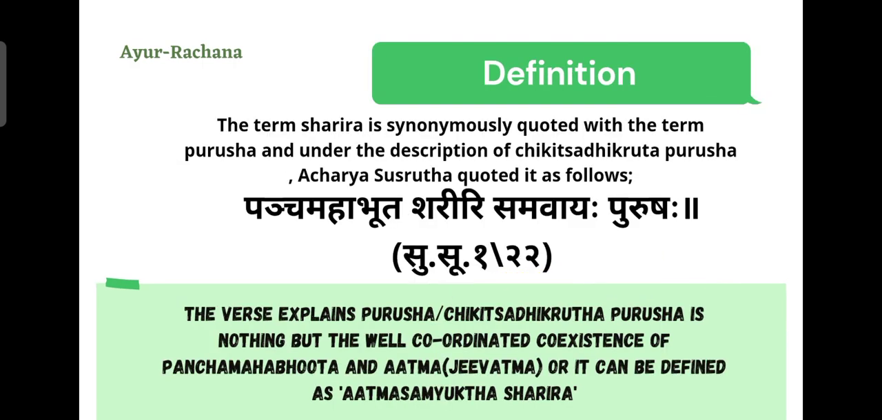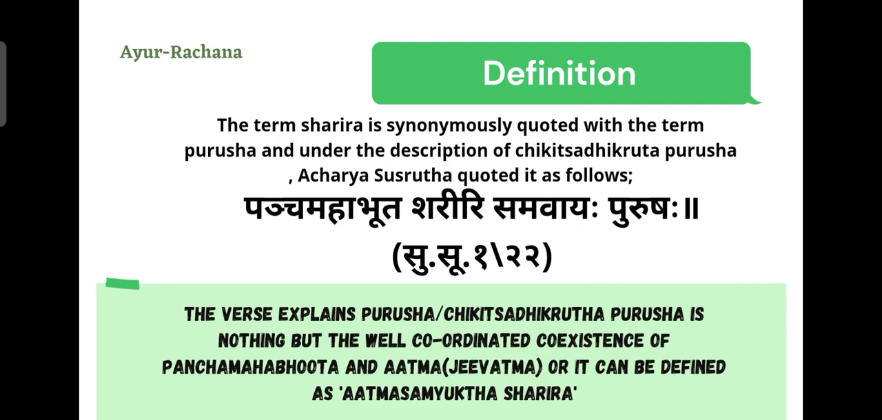Then the third one, here it is very simply written as Panchamahabhuta shariri samavayah purushah. So you'll be thinking, here the term Sharira is not there, but there is one word called Shariri, isn't it? Here the term Shariri refers to nothing but the Jivatma. And Panchamahabhuta concept, you already know about it. And why has the term Purusha been used here?